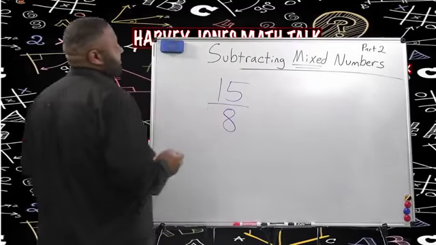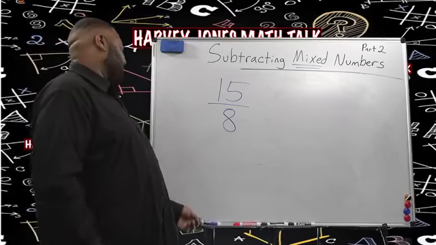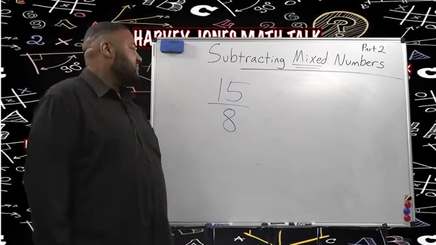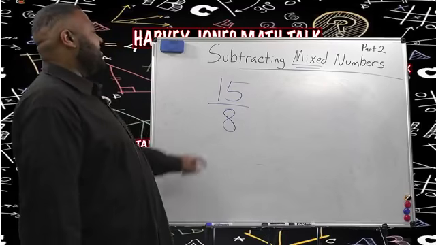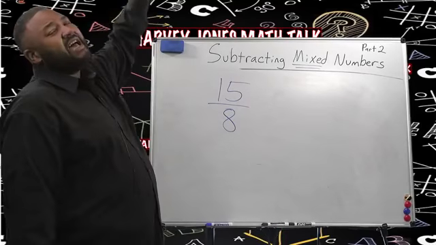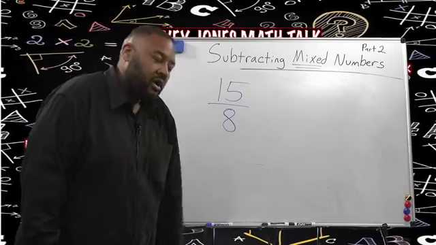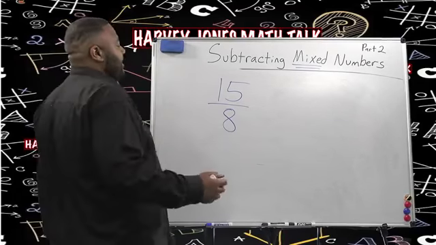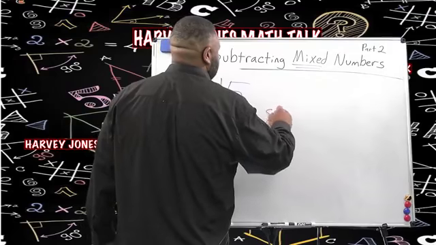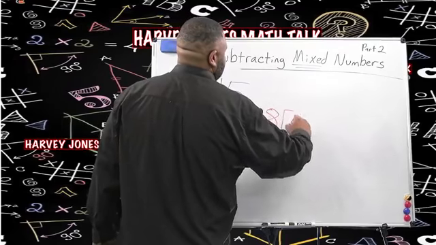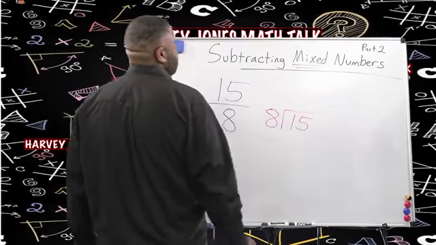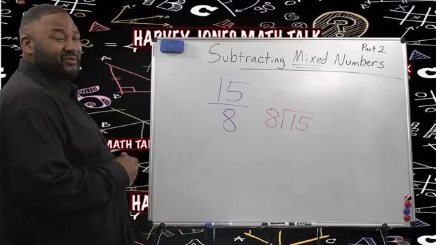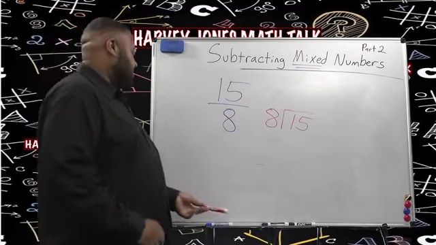8 and 15ths. Put that on your paper, put that in your notes for me. Once again, this guy's on top of the mountain and he gets winded, so he's going to go where? Inside. So you're going to have 8 divided by 15. That's division, folks.